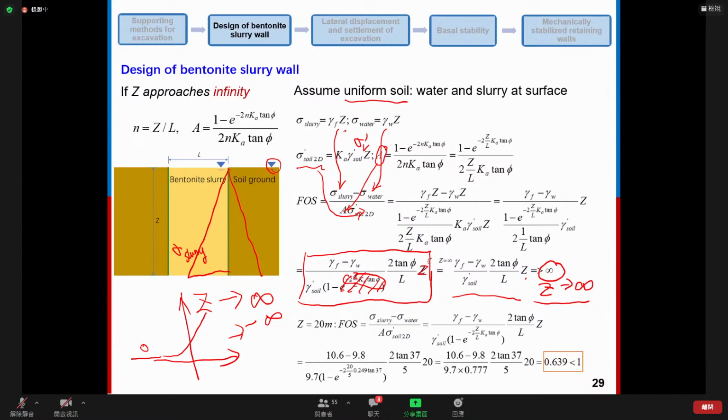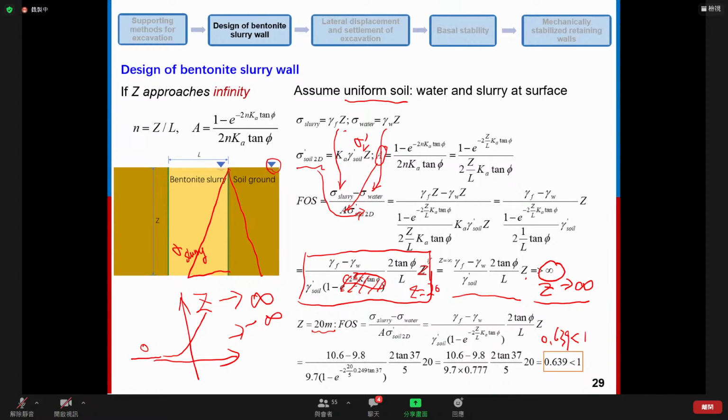Okay, so right now, for example, if we take a shallow depth, let's say like 20 meter, and then we use the same equation just here, we let Z equal to 20, and then we can calculate the factor of safety equals to 0.639, which is smaller than 1.